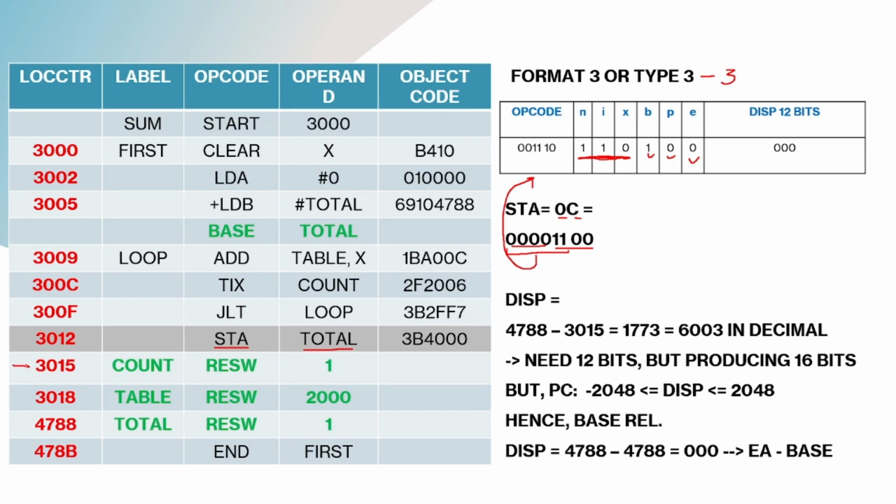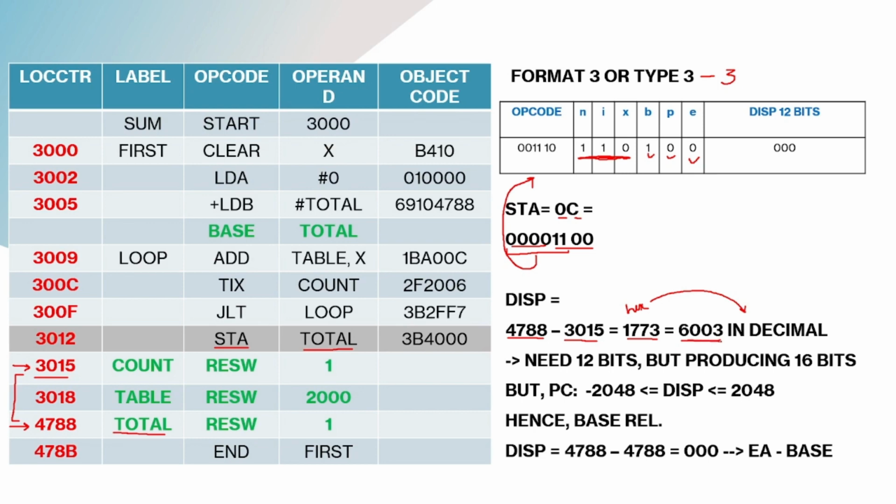Now you can see STA. So your location counter value is 3015 for now, and then it says total. So we go searching for the label total. Total is right here, and this is 4788. This is your address of total. So we need to calculate this displacement, right? Calculating the displacement, we get 4788 minus 3015. We get 1773. So this is in hex, right? So we need to convert it into decimal. We get 6003 in decimal.